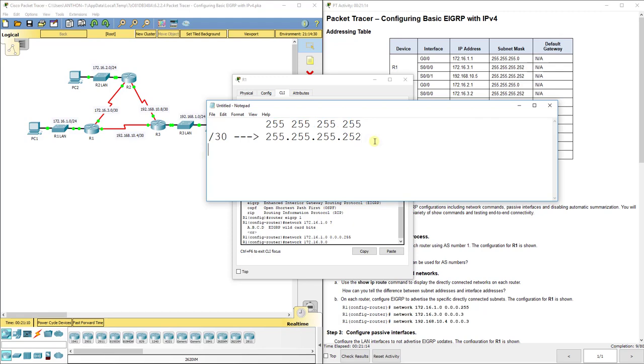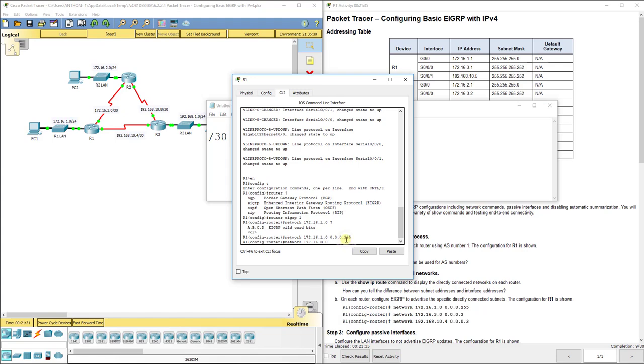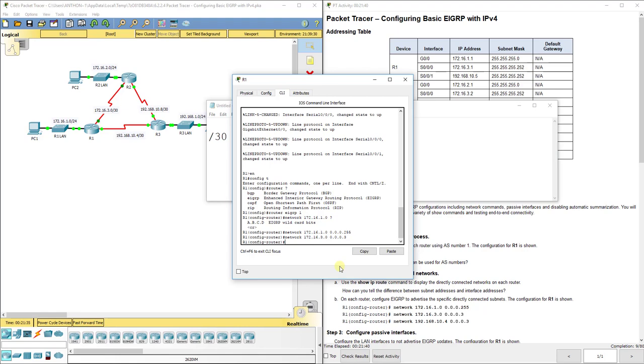Now I'm going to subtract again. So I end up with 0.0.0.3, because 255 minus 252 is 3. So this is my wildcard mask, 0.0.0.3. So here I'm going to put 0.0.0.3. Now I do my next network, network 192.168.10.4.